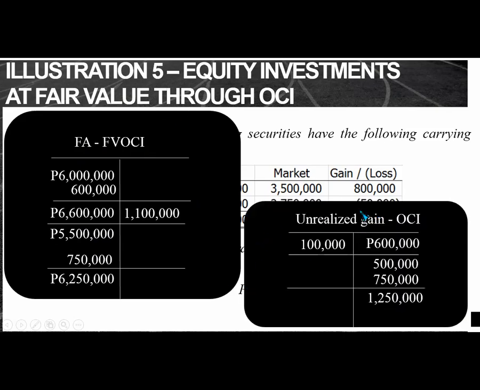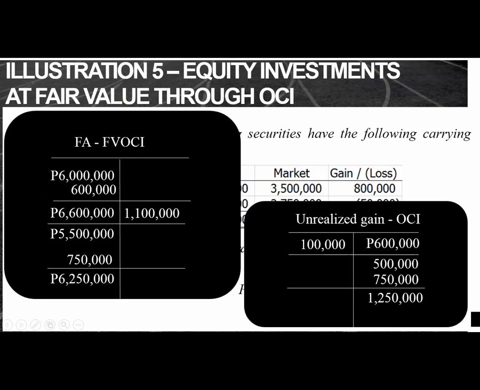Then our T account for unrealized gain. From 500,000, we just add the 750,000. So our unrealized gain OCI becomes 1,250,000.